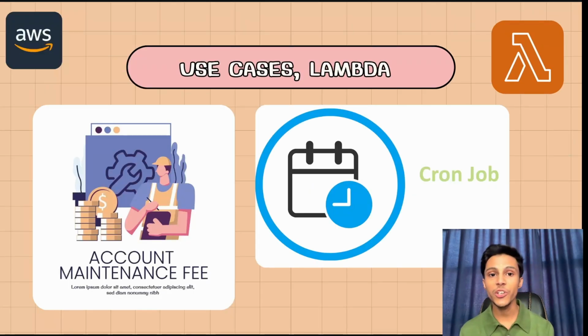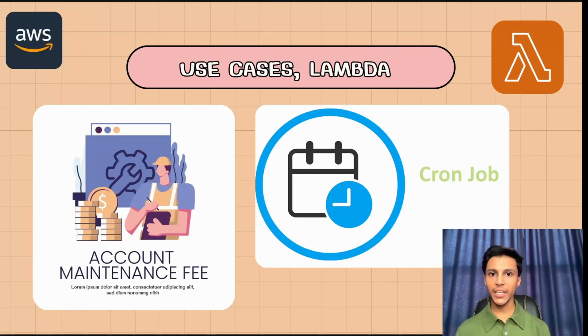Here I have two more use cases of AWS Lambda. For the second use case, we have account maintenance tasks. AWS Lambda can automate account maintenance and cost optimization tasks. For example, you can use Lambda functions to automatically delete old EBS volumes, manage AMIs, and clean up unused resources, all triggered on a schedule via Amazon CloudWatch to keep your AWS environment organized and cost efficient.